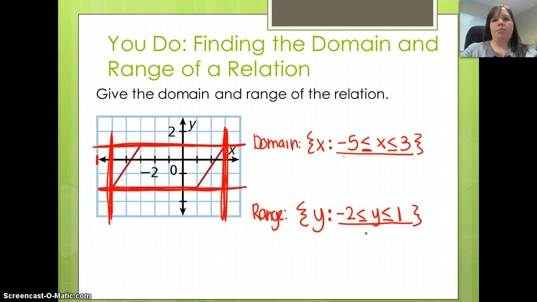So notice, though, I just want to point out one other thing about this. We said in class this was not a function. So notice I didn't call it a function, it's a relation. Just to point that detail out. But domain and range basics: domain, x values, describe the x values. Range, describe the y values.